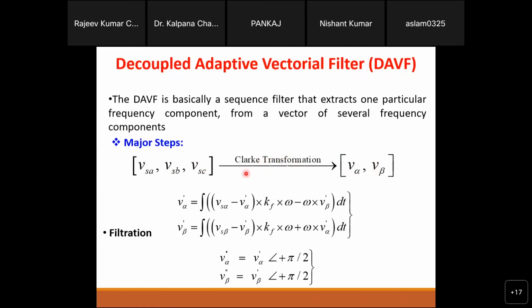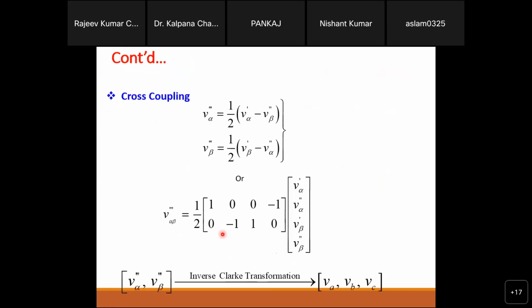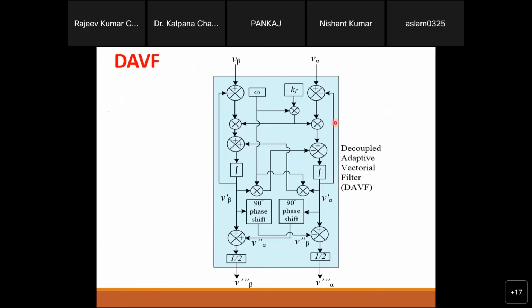Three phase, use Clarke transformation. Single phase, no need for Clarke transformation. Just go for the quadrature component of the actual voltage signal. So you can generate the two, V alpha and V beta. After that, you will go through this filtration process. So what is this filtration process? This filtration process is based on decoupling behavior.